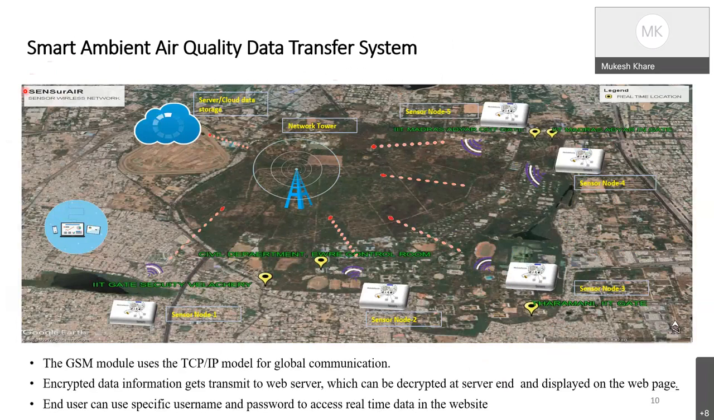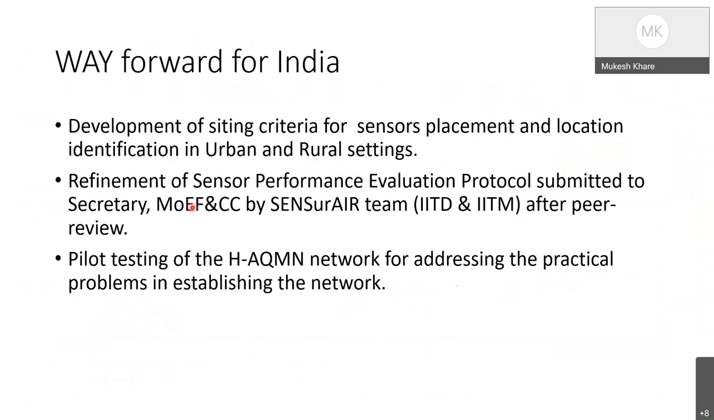This is a slide from our previous work, done under Professor Shiva sir. It is a wireless network made on a sensor air network. It uses a GSM module for data communication. The data sent from the sensor is encrypted and decrypted at the server end. There is a cloud platform where anyone with a username and password can easily access the data. This type of network is required if you want to employ HAKMN in a city network, let's say for Delhi.